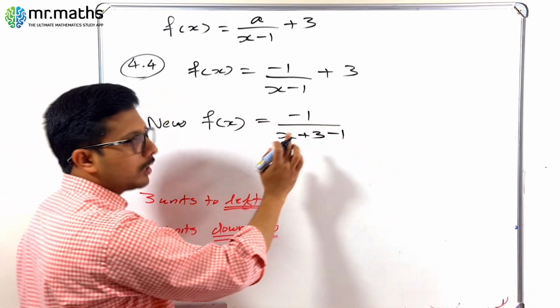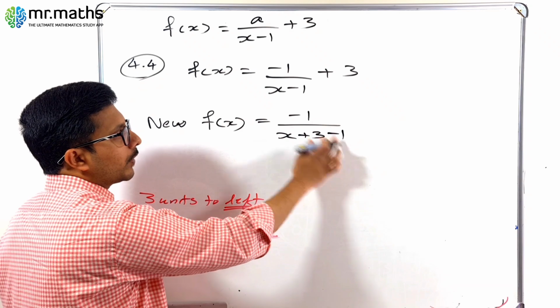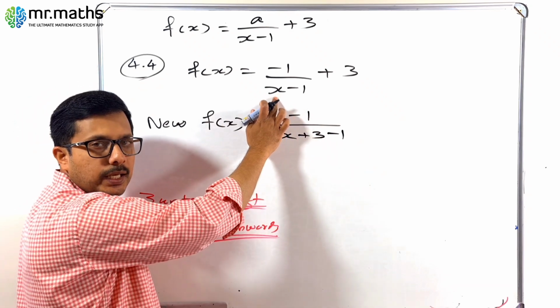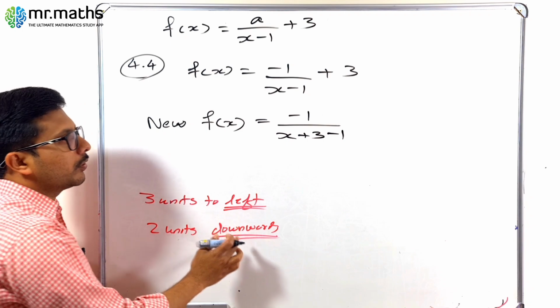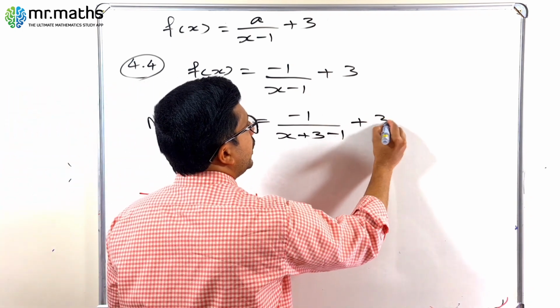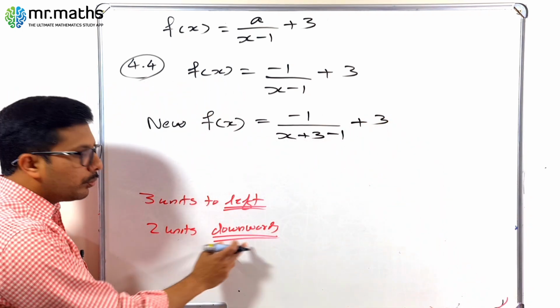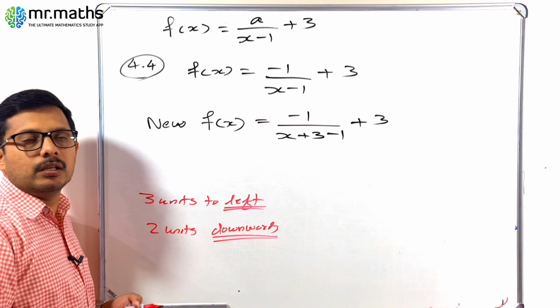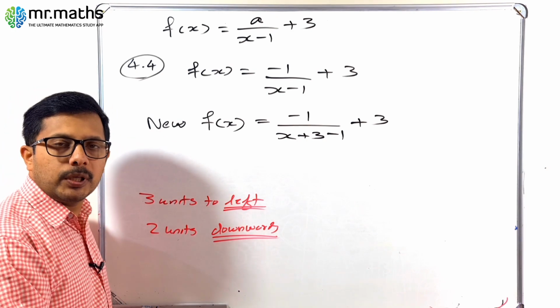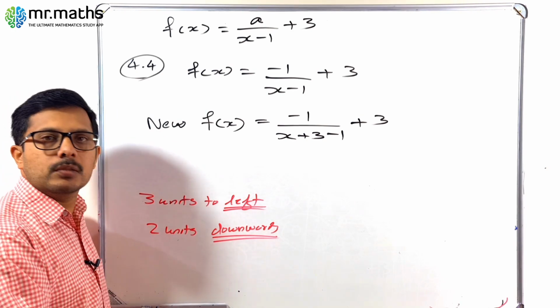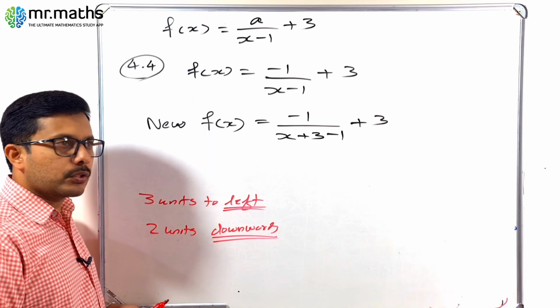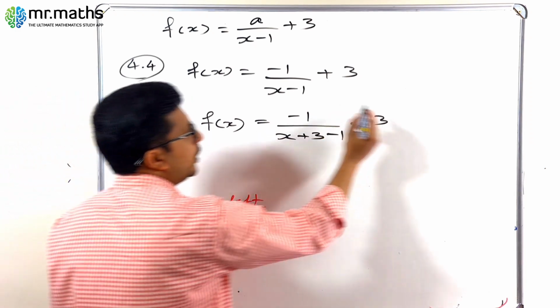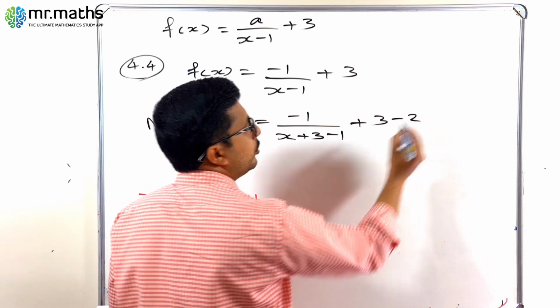Then this -1, don't forget this -1. To this x we add 3 because it is 3 units to the left. Then, 2 units downward. There it's the same thing as what we are thinking: downwards it's minus, upwards it's positive. So 2 units downward means minus 2.